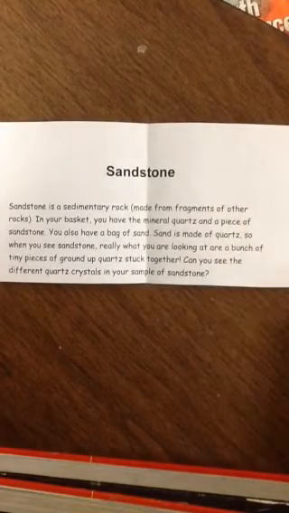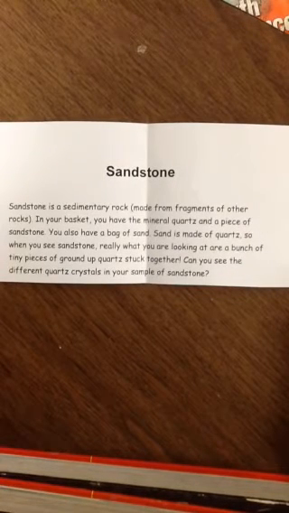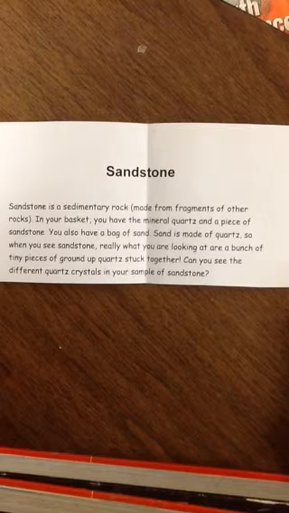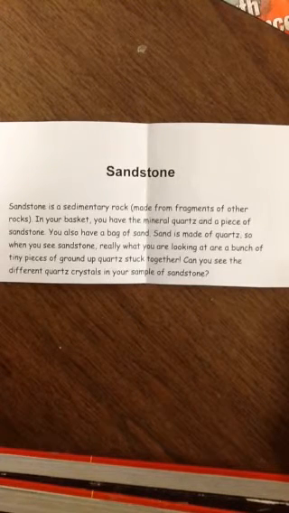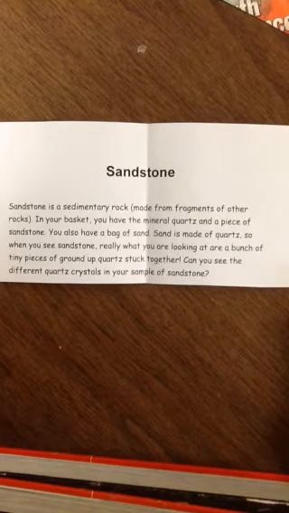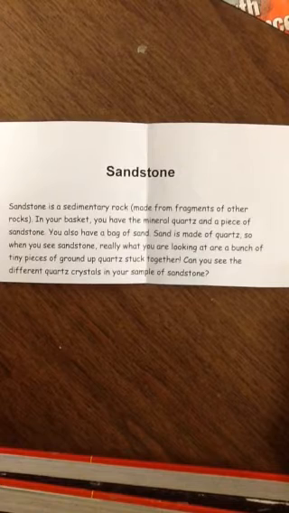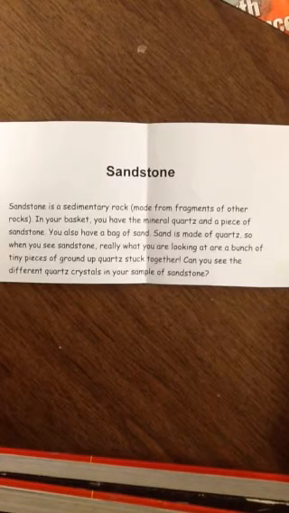This one is called sandstone. Okay, so sandstone is a sedimentary rock, and this means that it was made from fragments of other rocks. In my opinion, these are going to be the easiest rocks for us to be able to identify because they're just made from other things, all right? Joined together, stuck together, glued together. In your basket, you have the mineral quartz and a piece of sandstone. You also have a bag of sand. Sand is made of quartz, okay?